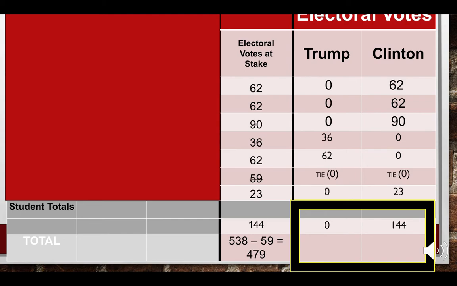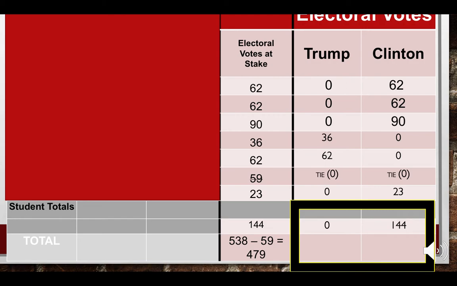So what I want you to do is in Trump's column, add the student total to the faculty total of 0, which should be fairly easy, and write it in the bottom box. Now go to the Clinton column and add her total electoral votes plus the 144 to reveal the number at the bottom. And once you've done that, you now know who won the election.